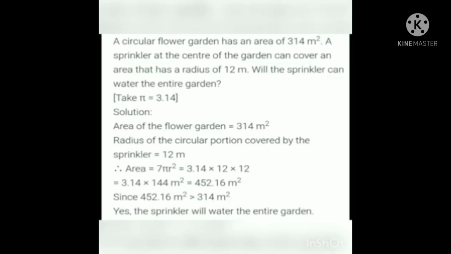Here, we just found the area made by the sprinkler. The sprinkler waters the garden in a circular shape, and the radius of that shape is given. From that data we found the area covered by the sprinkler. We found that this area is greater than the area of the flower garden, so we can say that it waters the garden fully.